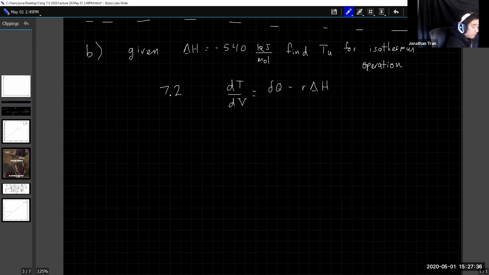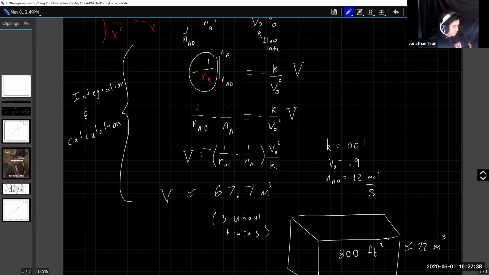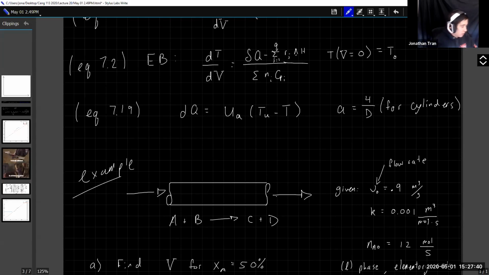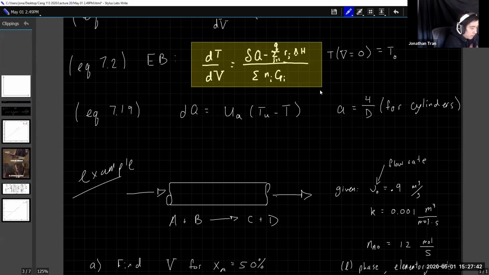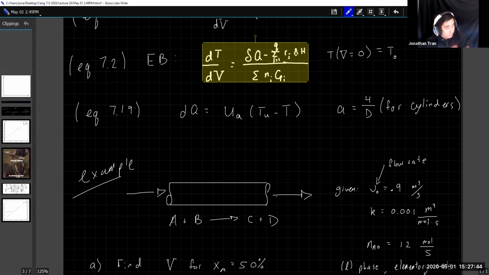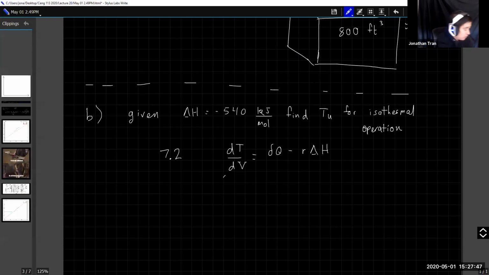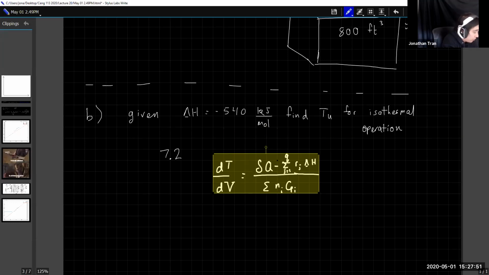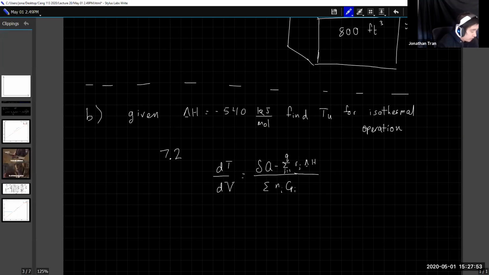I'll copy this. This is the more general form. So this is equation 7.2, the energy balance. But because we are operating isothermally, this whole term on the left will cancel out. And then this term on the bottom, we can move over to the left and cancel out as well. So we can basically simplify that down to 1.